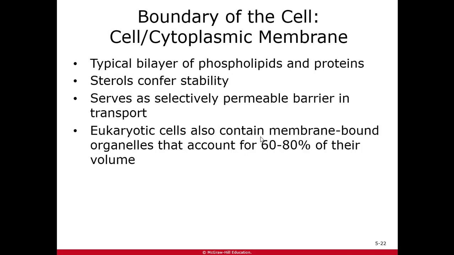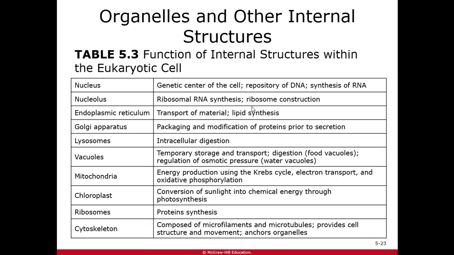Our cells do have a cell membrane made up of those phospholipid bilayers. It's a selectively permeable membrane, allowing some things to come in and some things to get out. This is a little summary of what each of these do. I'll go over some of them.